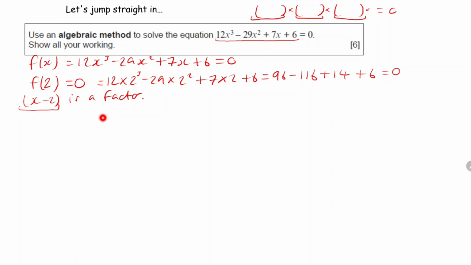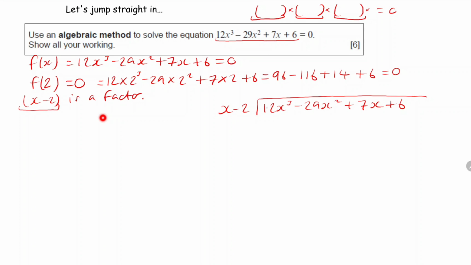So the first step is to see how many times it will go into that function. And this is when we do a bit of long division. So if we set up x minus 2 and then a long bus stop here, which gives us 12x cubed minus 29x squared plus 7x plus 6 underneath. What we do now is we execute the polynomial division.